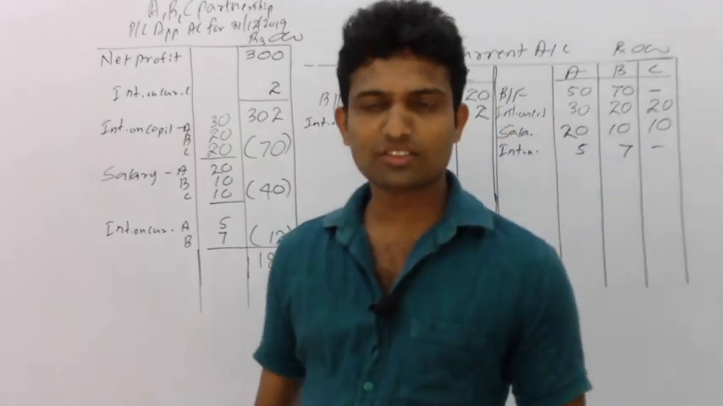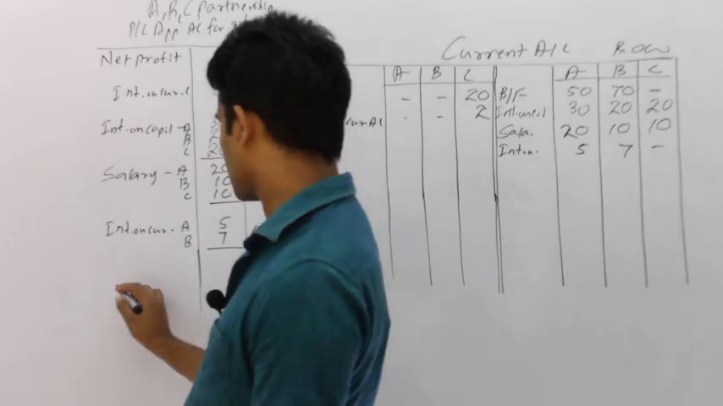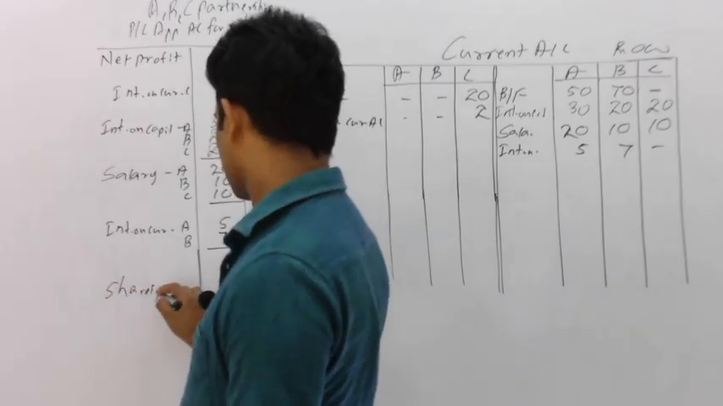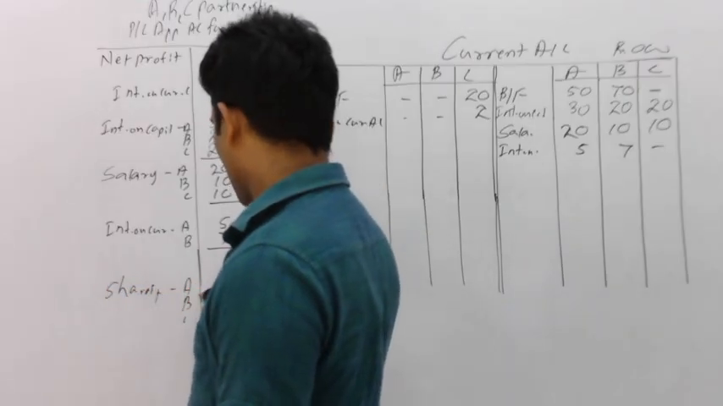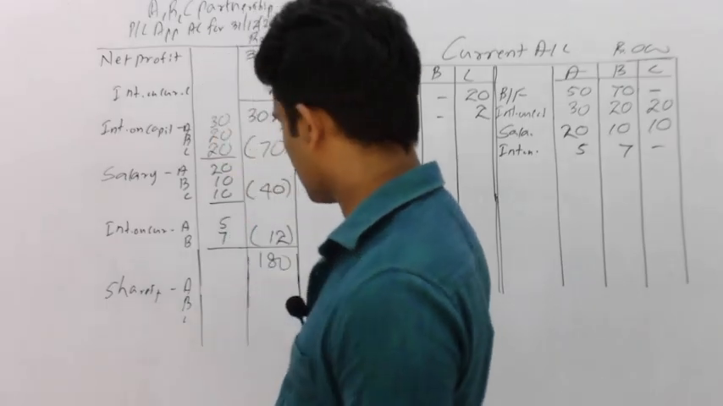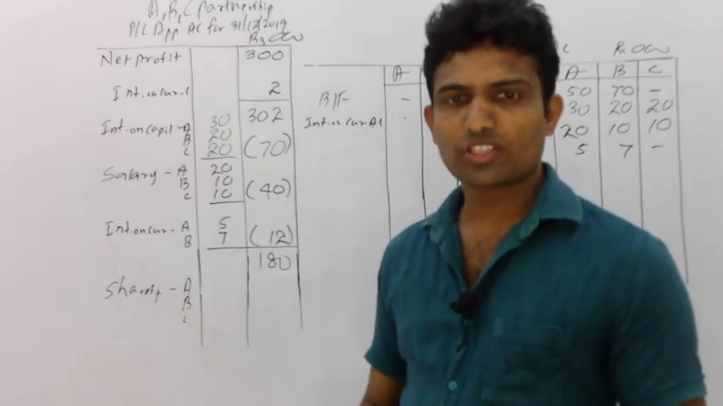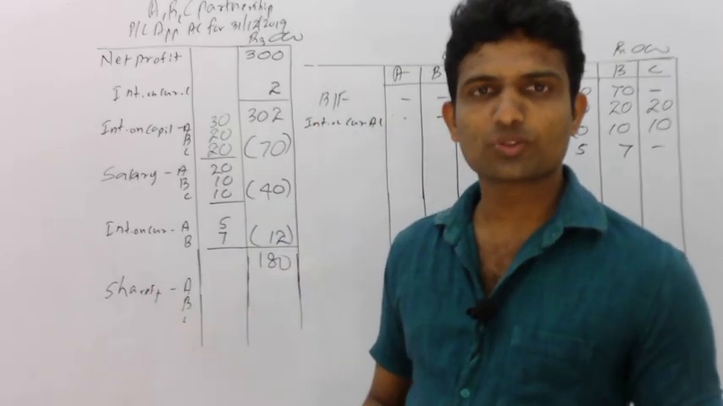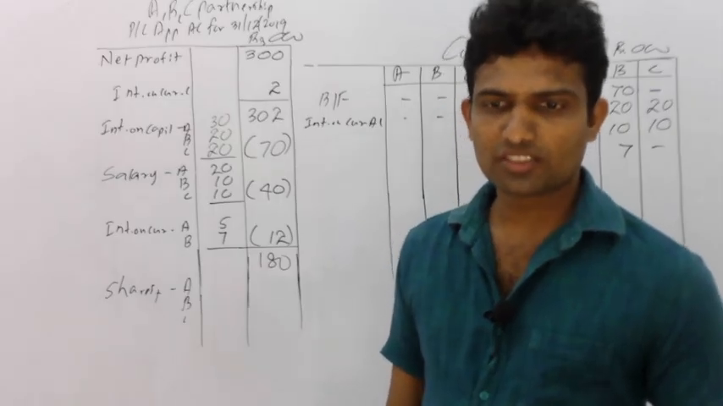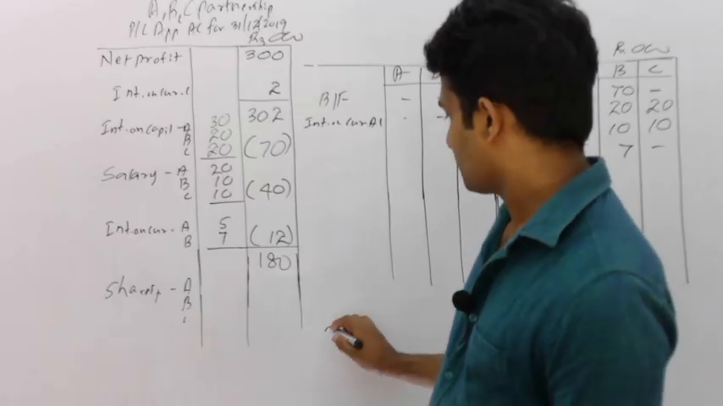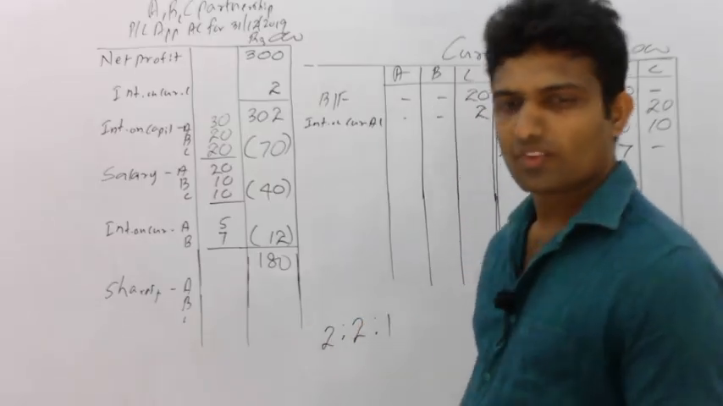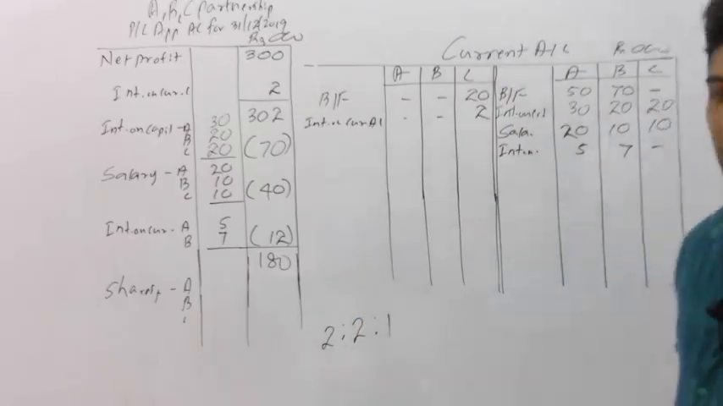Share of profits. Just assume the profit sharing ratio is 2:1. If it is 2:1, tell me what are the share of profits.